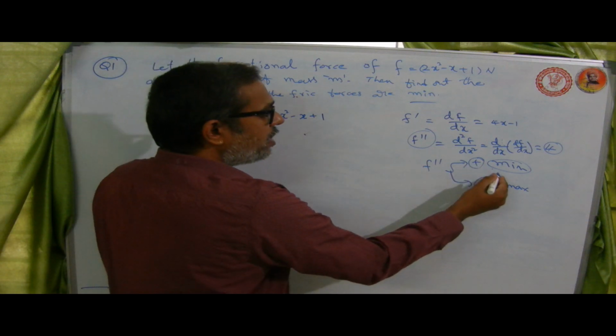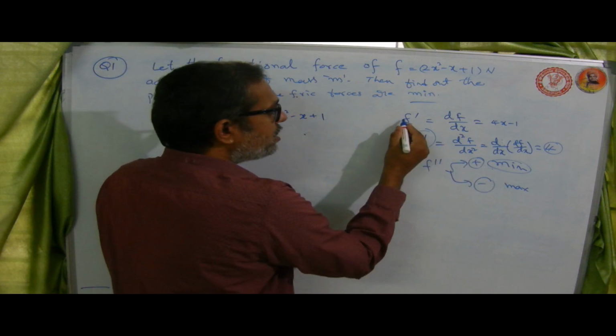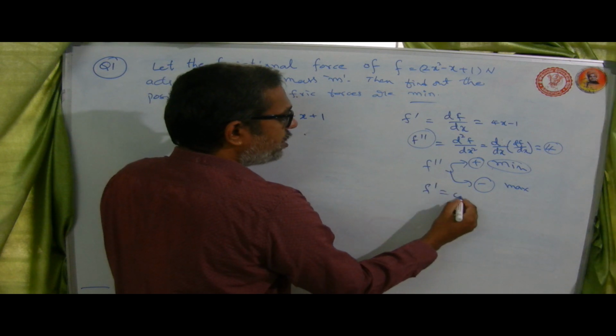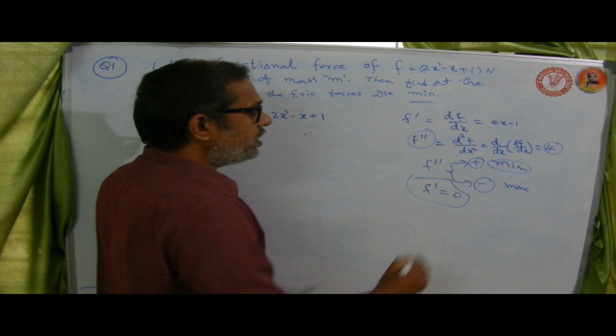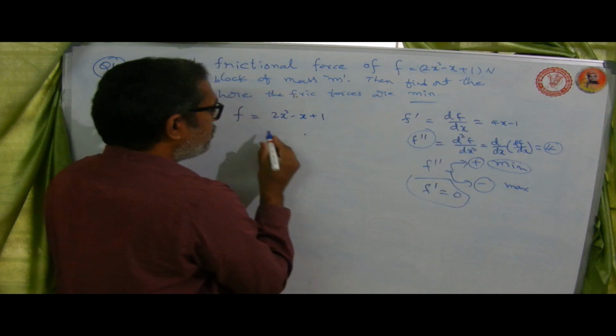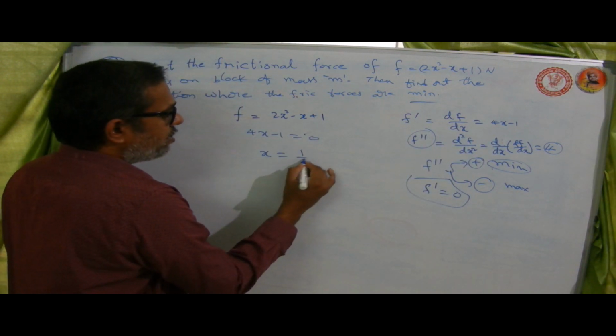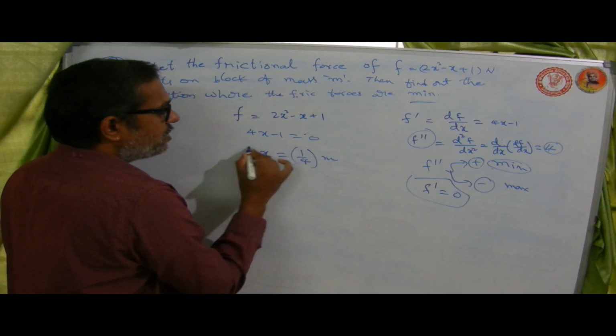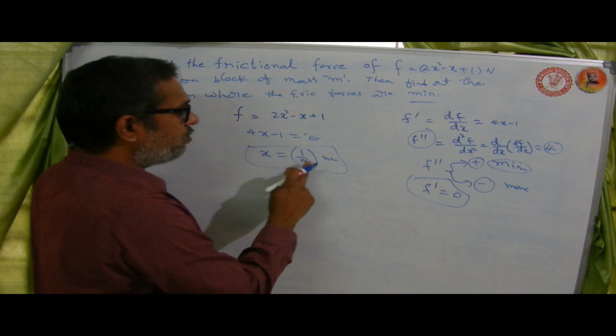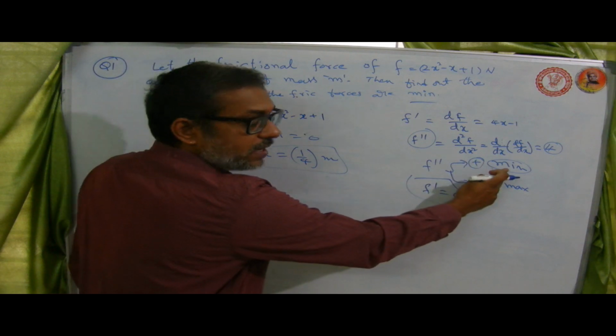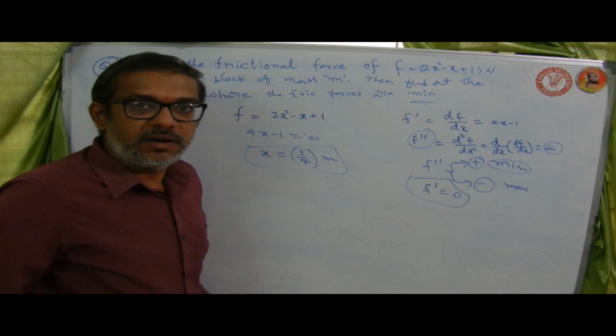To get the minima or maxima, you have to equate F dash equal to 0. So let us take it equal to 0. That means 4x minus 1 is equal to 0, or x is equal to 1 by 4 meters. That means exactly at x equal to 1 by 4 meter, we get a minimum point in this particular solution.